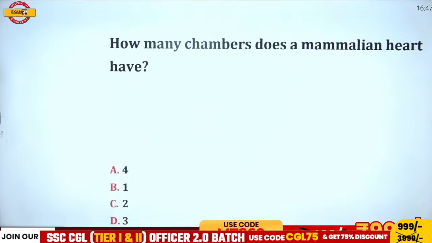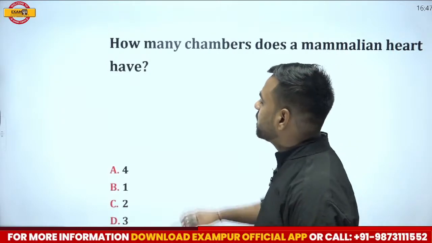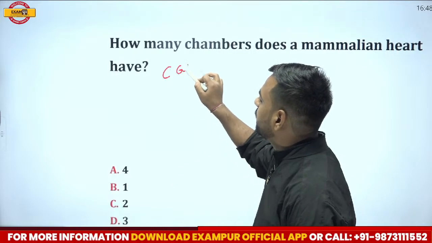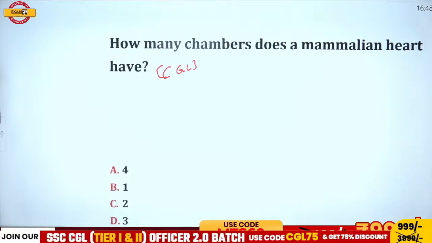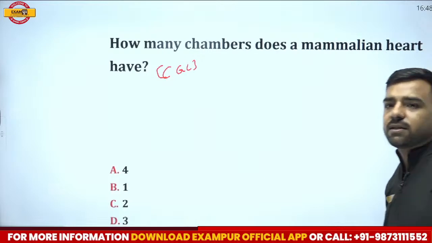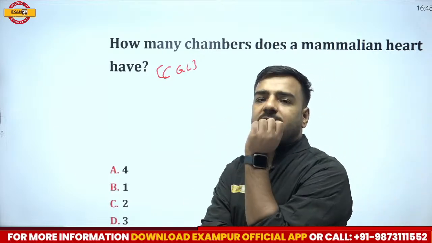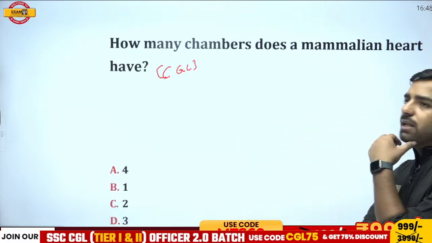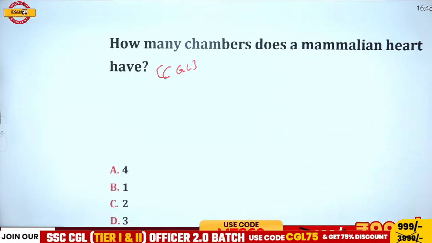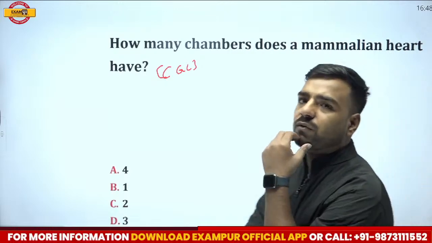Next we have, how many chambers does a mammalian heart have? Is it 4, 1, 2 or 3? Again, a question from the CGL exam. What do you think? How many chambers does a mammalian heart have? Is it 4? Is it 1? Is it 2? Or is it 3? What is the correct answer here? Answer please. How many chambers are there in a mammalian heart? For a mammal, how many chambers are there? Is it 1, 2, 3, 4? What do you think?